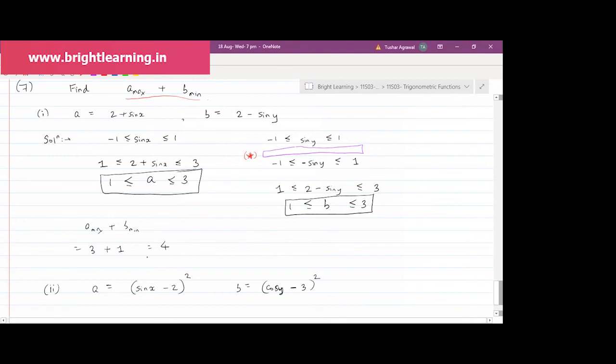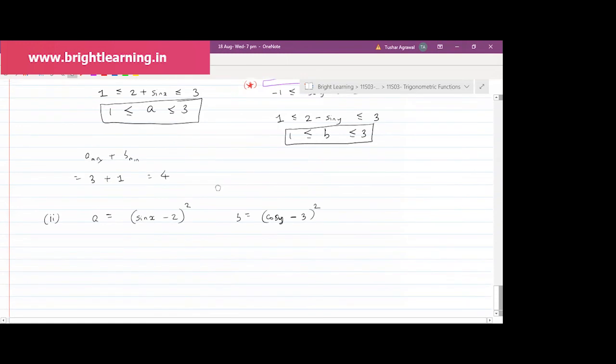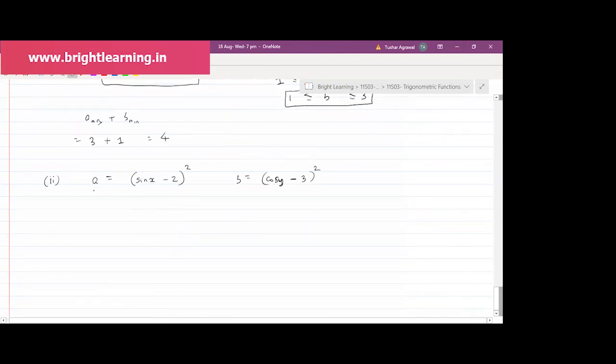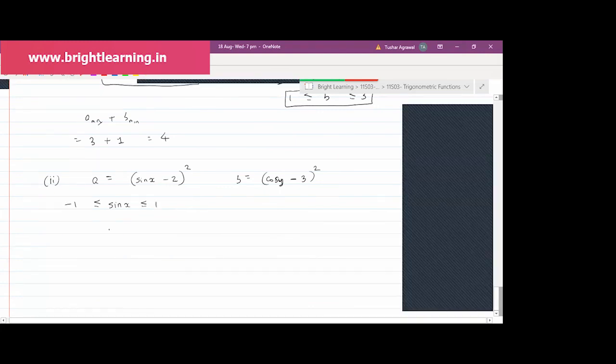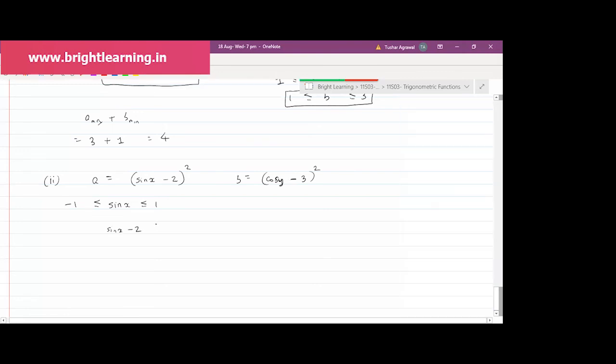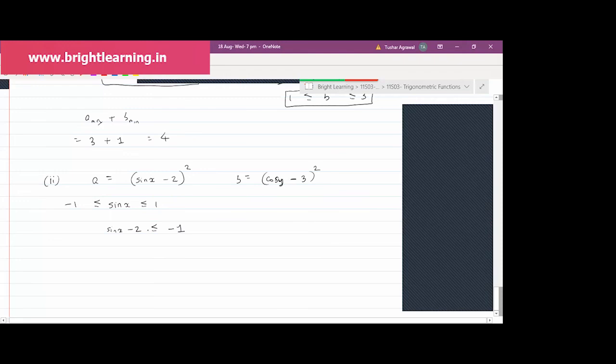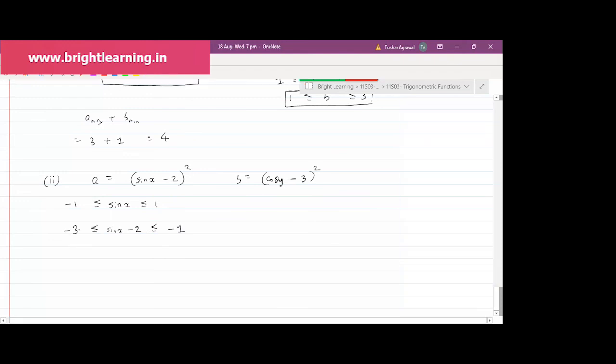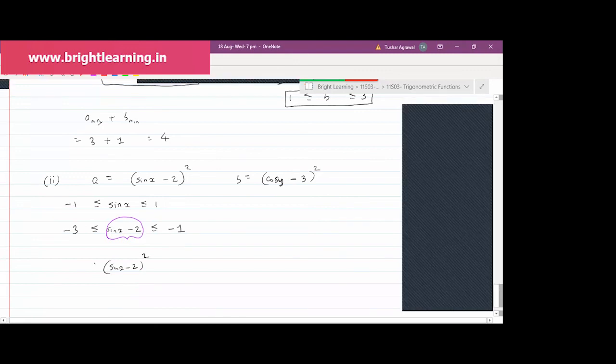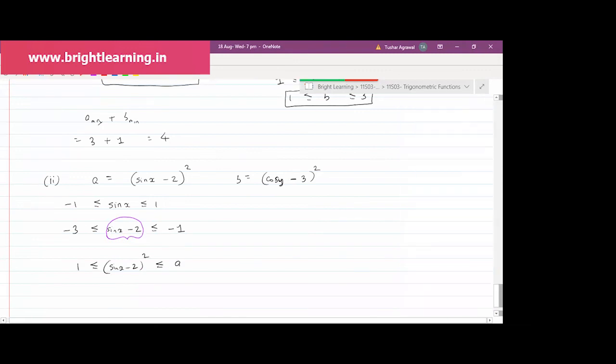Okay, let's see. The answer is 13. Sin x minus 2. Sine x is from minus 1 to 1. So sine x subtracting 2 will be minus 3 to minus 1. Let's say this expression lies between minus 3 to minus 1. So the square will be greater than or equal to 1, less than or equal to 9.